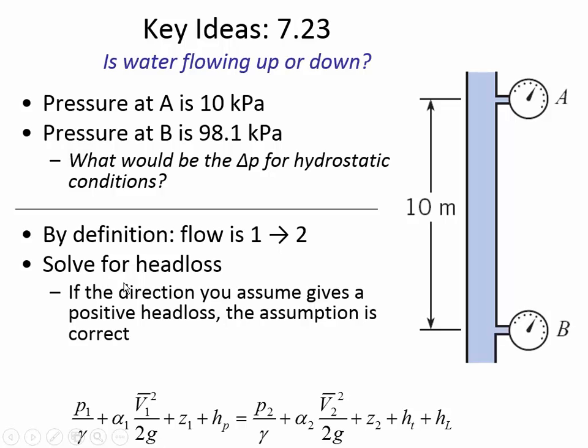So solve for the head loss. Substitute all the information you have into the energy equation, and then solve for H sub L. If you get a positive head loss, then your assumption is correct. If you get a negative head loss, then try again. Then make the other one location 1 and the other one location 2, and just double check to make sure when you put in the elevations and the pressures, see if the head loss is positive, and that tells you if the water's flowing up or down vertically. Any questions about that? Okay.